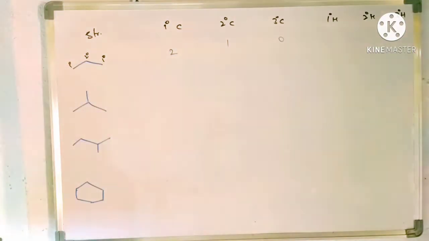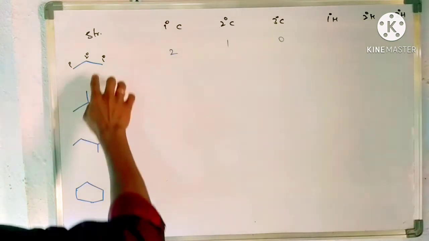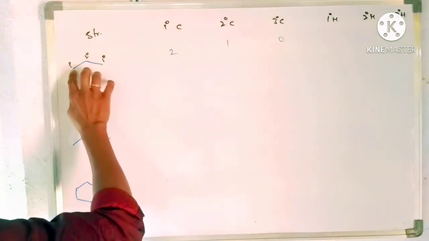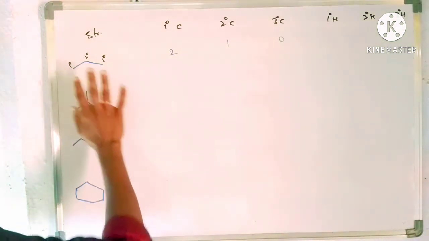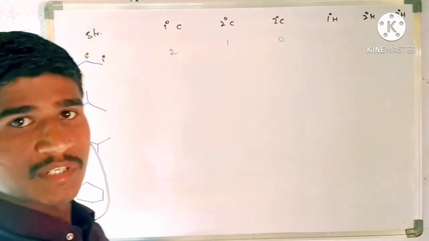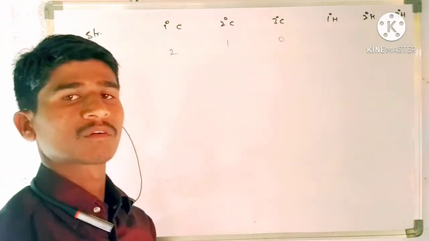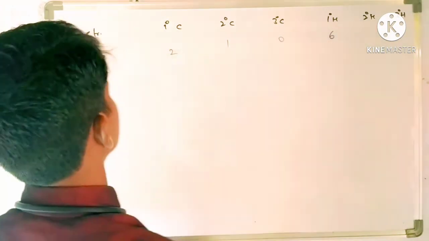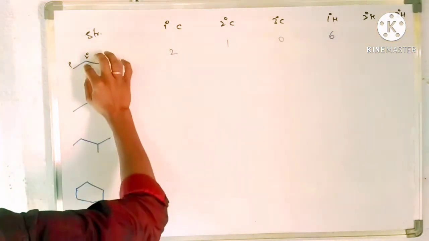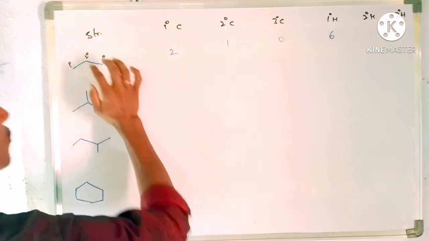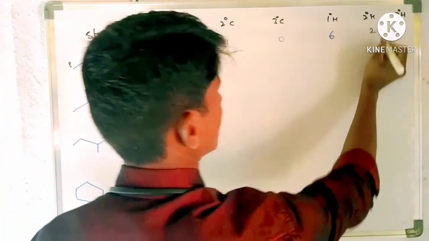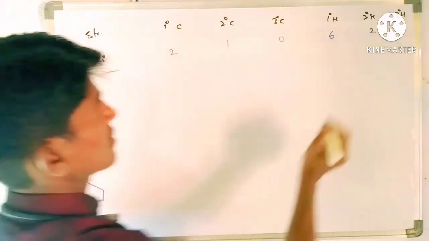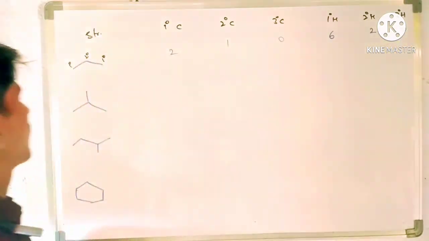Now, how many primary hydrogens are there? This carbon has 3 hydrogens, and this carbon also has 3 hydrogens, total 6. Whatever hydrogens are attached to a primary carbon are known as primary hydrogens. So a total of 6 primary hydrogens. Secondary hydrogens are only 2. Tertiary is 0.